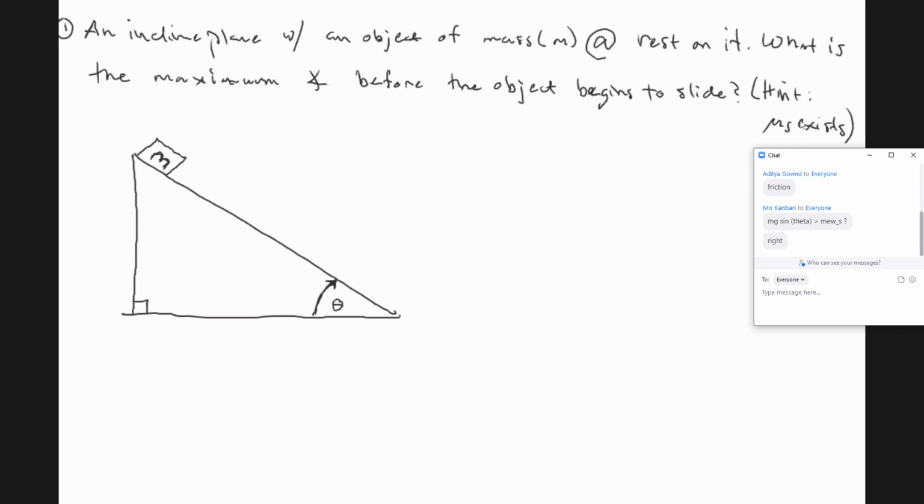So with these force problems, first thing we do is draw a picture. Next thing we're going to do is draw the forces acting on it. So we need to draw our weight, our normal force, and our frictional force. Okay. Then we need to select an appropriate coordinate axes.